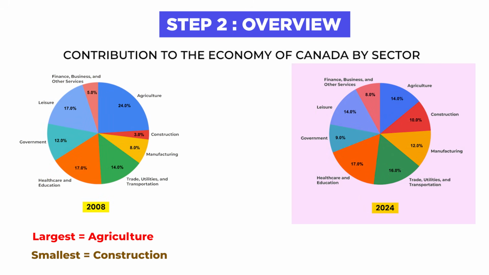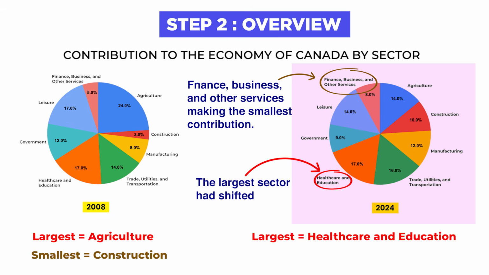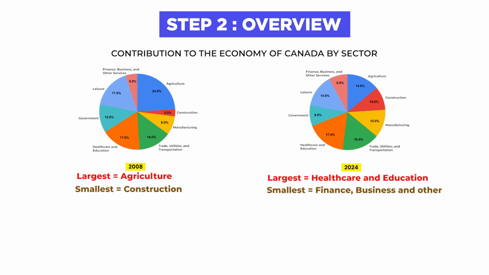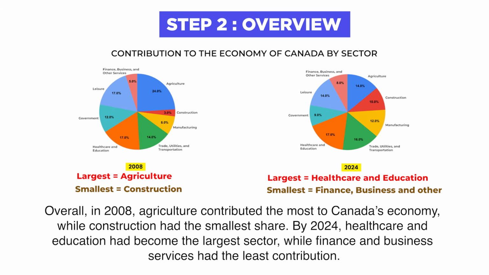By 2024, however, the largest sector had shifted to healthcare and education, with finance, business, and other services making the smallest contribution. Here's an example of how you can write the overview. Overall, in 2008, agriculture contributed the most to Canada's economy, while construction had the smallest share. By 2024, healthcare and education had become the largest sector, while finance and business services had the least contribution.